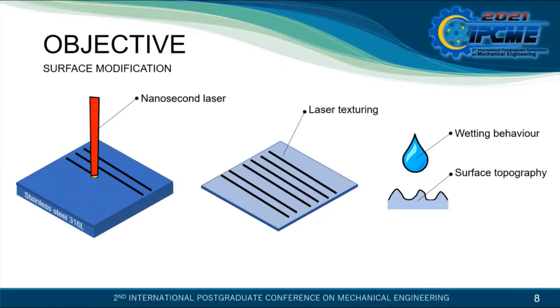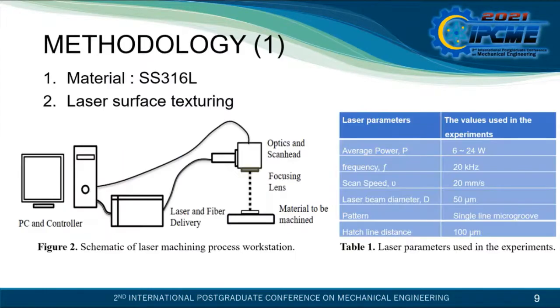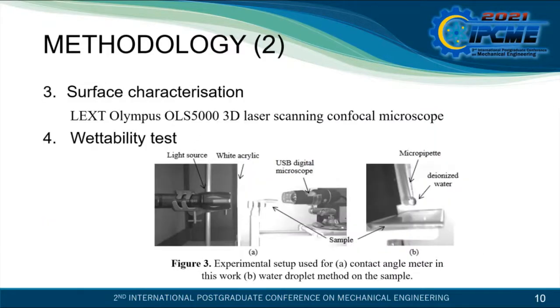The objective of this study is to determine the relationship between the surface topography and the water contact angle of 316L. The material used for the study is stainless steel 316L, which is widely used. The laser device system structure is shown in Figure 2, with the machining parameters explained in Table 1. The study focused on laser power output and the rest is fixed.